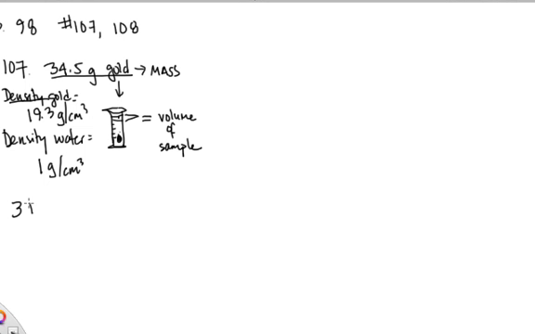So we're starting out with 34.5 grams of gold. I want to find volume. Well, this is another circumstance where I can use the density of the gold as a conversion factor. I want to find volume that's in centimeters cubed. So I know that 1 centimeter cubed for gold contains 19.3 grams. By putting centimeters cubed in the numerator, that's the unit I'm converting to.